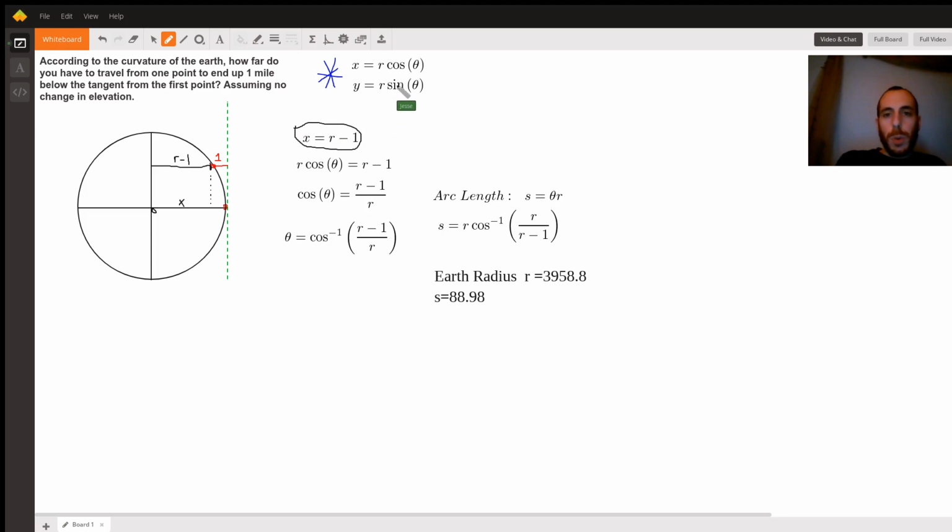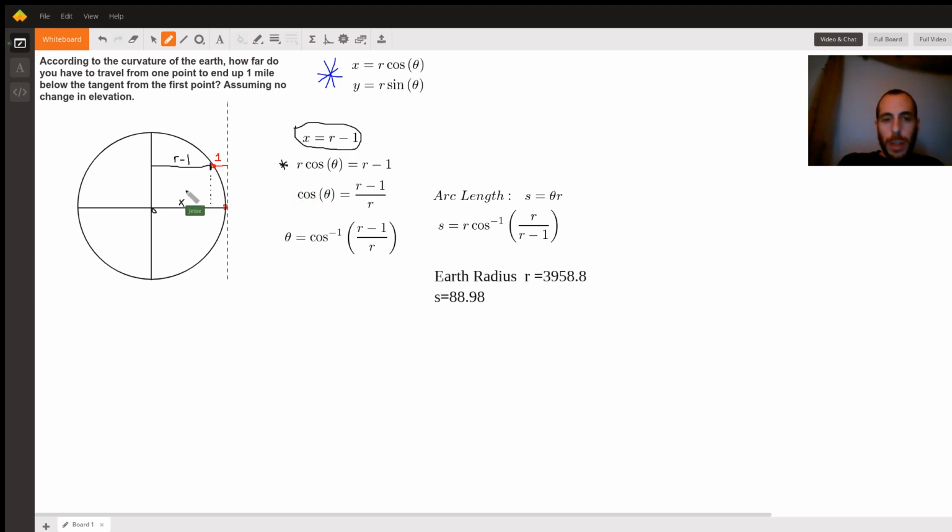Now remember your two important equations for the coordinates of any point on a circle. For the unit circle, x is cosine of theta and y is sine of theta, but for any general circle with a radius of r, x is r cos theta and y is r sine theta. So we have x is equal to r minus 1. We also know that x is equal to r cosine theta, so we get that r cosine theta equals r minus 1 right here.